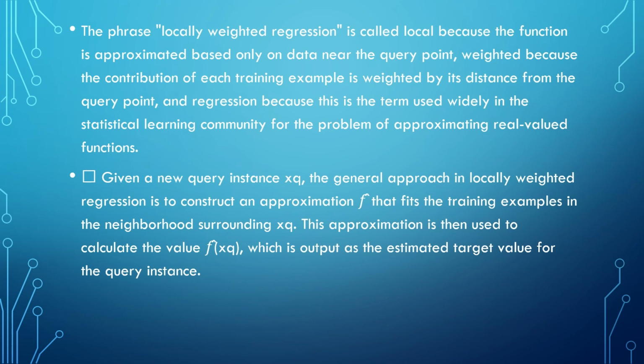Let us imagine you are trying to predict a value based on nearby data, much like how you might predict the weather for tomorrow by considering today's conditions in your area, rather than relying on a global weather model. This method is called local because it only considers data points that are nearer to the point of interest, and weighted because it gives more importance to closer data points.